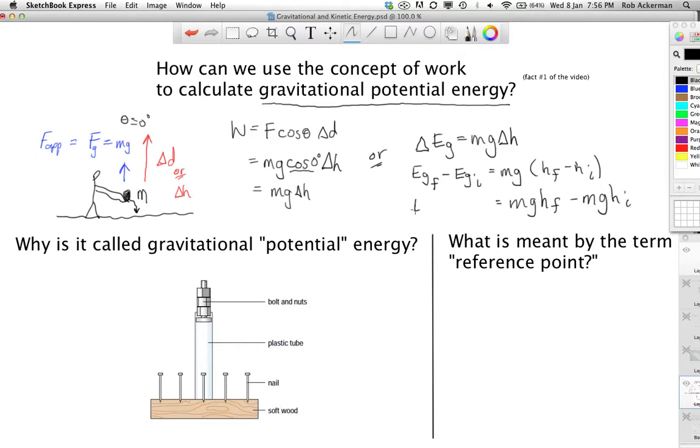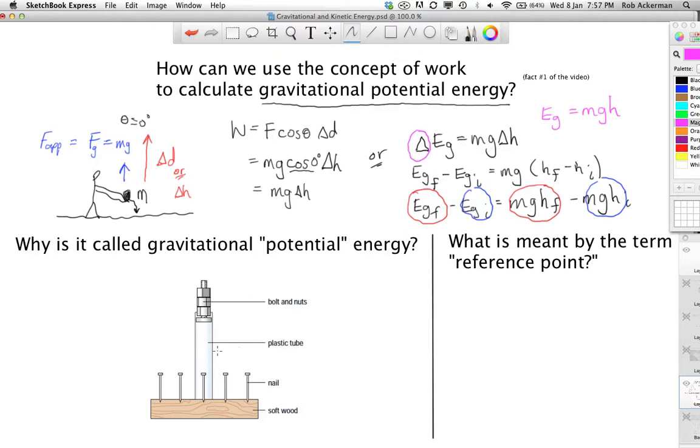And so here's what you've got. Let me just copy this side down one more time to make it easy to compare. You've got Eg final, the final gravitational potential energy, was mg h final. And Eg initial was mg times the initial height. So sometimes you'll see people say, oh, that means that Eg is equal to mgh. And that's fine too. You can write this if you want. Eg equals mgh. But quite often what we're concerned with is the change in gravitational energy. And why is that? Well, we're going to see in a minute. Let me show you an example.